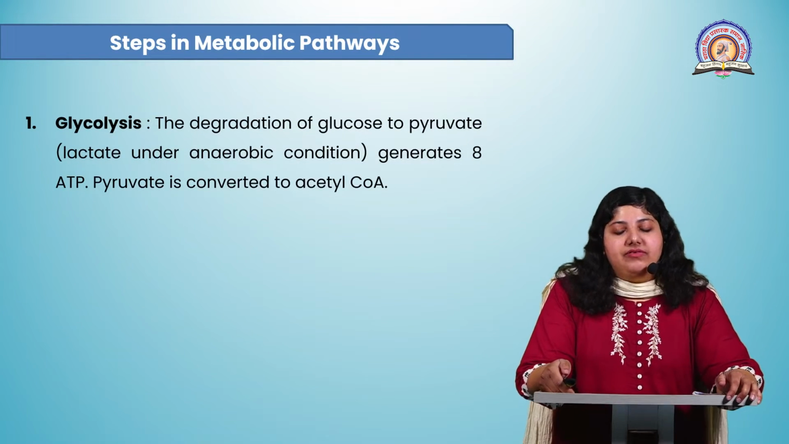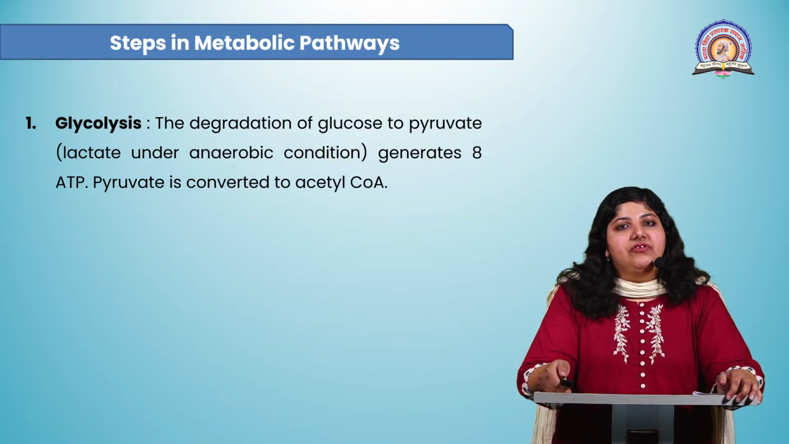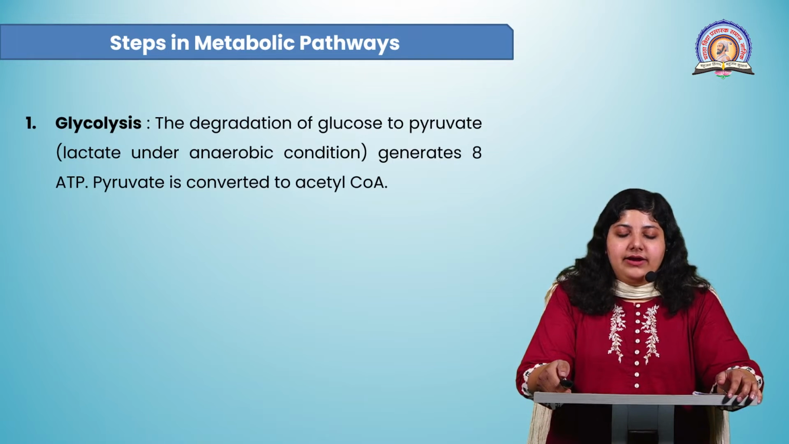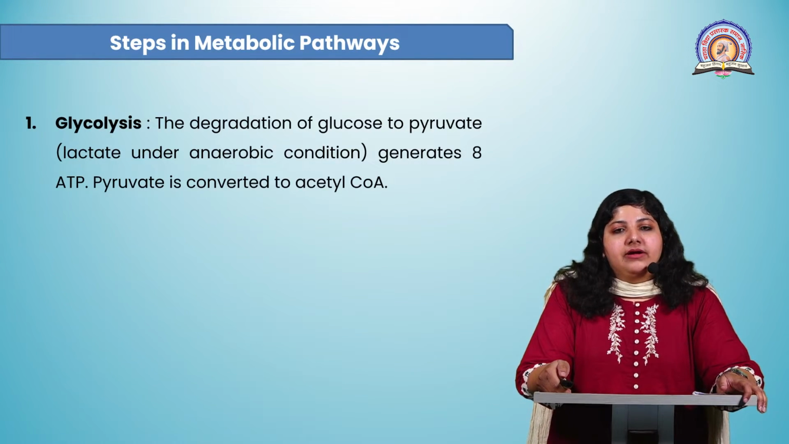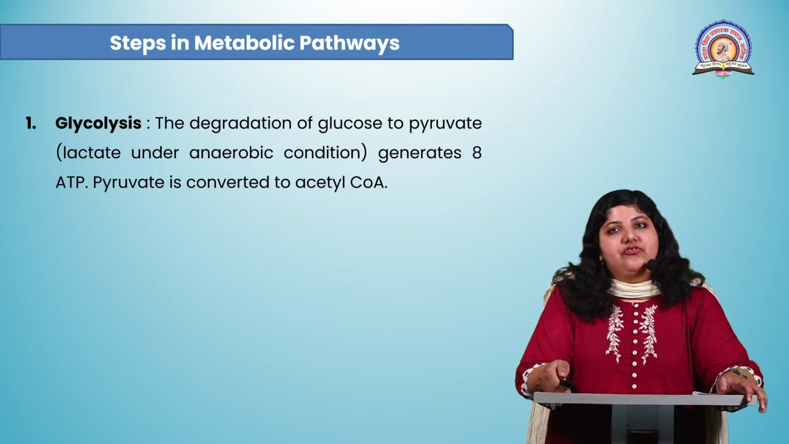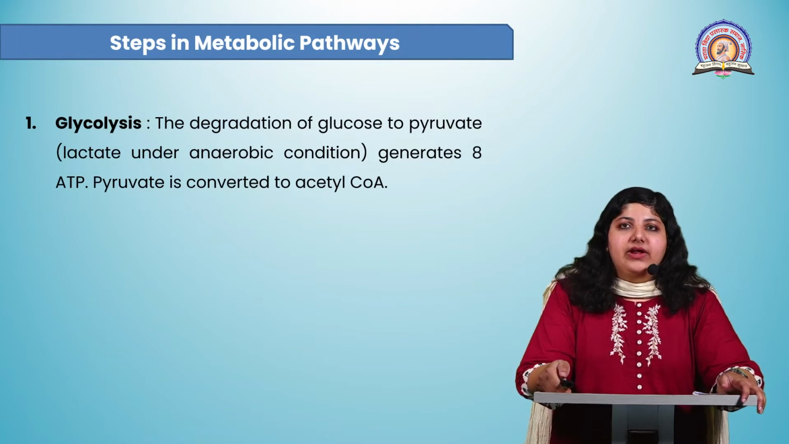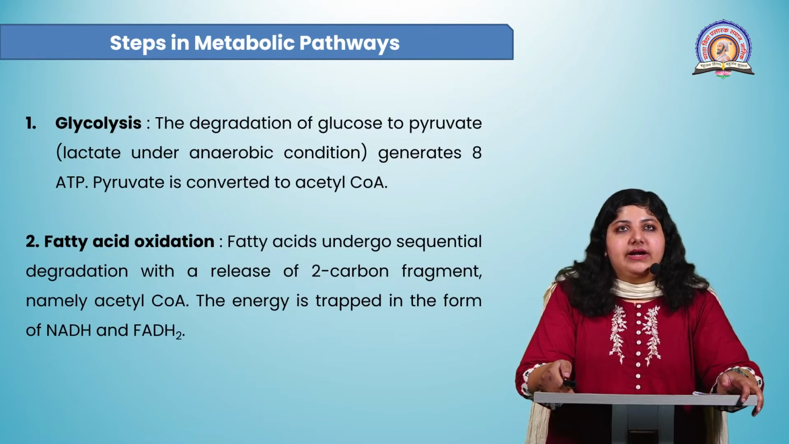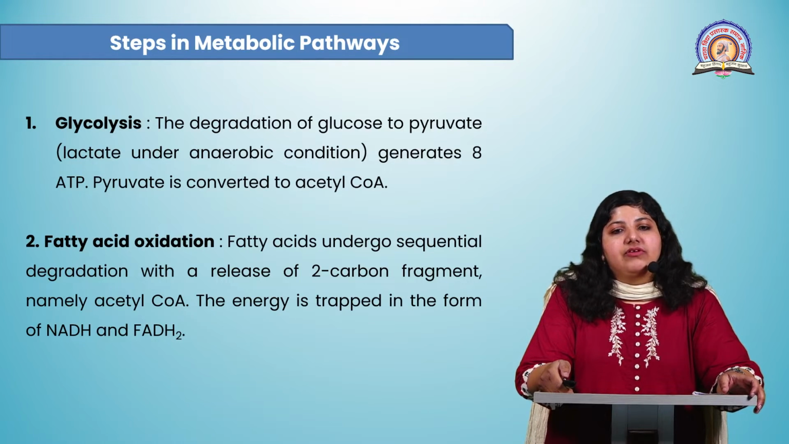First one is glycolysis. Glycolysis is the degradation of glucose to pyruvate or the degradation of glucose to lactate. In anaerobic condition, it is lactate. The glucose degrades to pyruvate to generate 8 molecules of ATP. This pyruvate is then converted to acetyl CoA. Next step is fatty acid oxidation. Fatty acids undergo sequential degradation with the release of a 2-carbon fragment, which is known as acetyl CoA. Whenever one molecule of acetyl CoA is released, the energy is trapped in the form of NADH and FADH2.